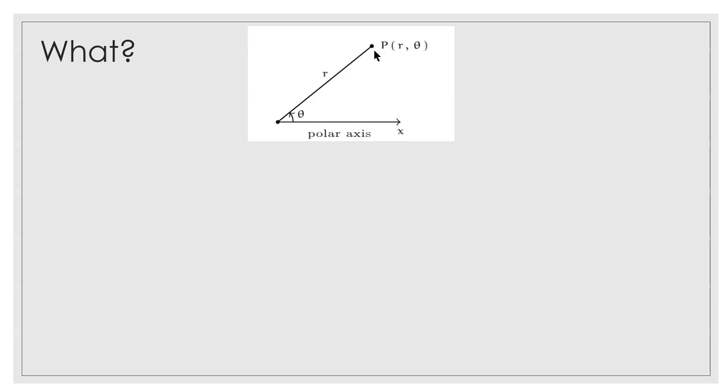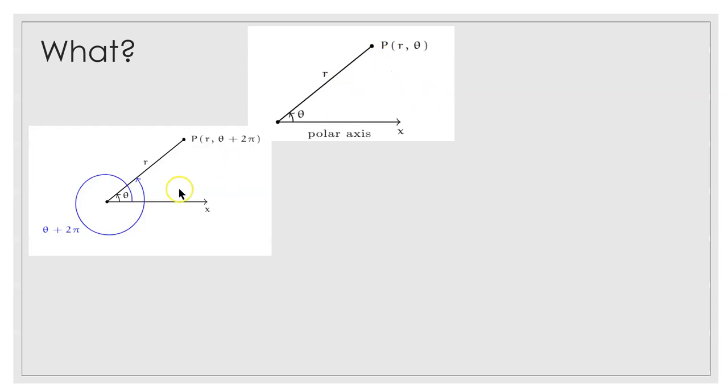Now, something that's interesting is there's more than one way to describe this point. I can say this looks like it's about 60 degrees. No, it looks more like 40. So I've got 40 degrees, and this is maybe 2, so (2, 40). So I could also get to that point by going around a whole circle and then doing theta. So that's another way of describing that point.